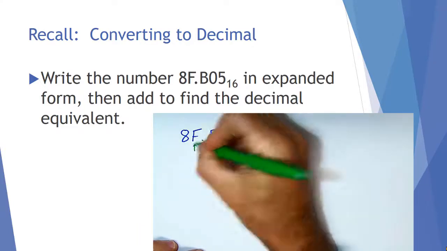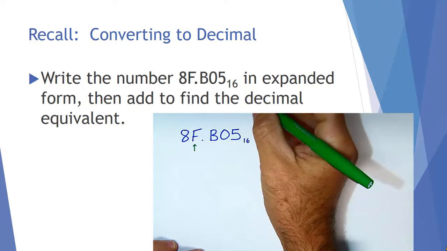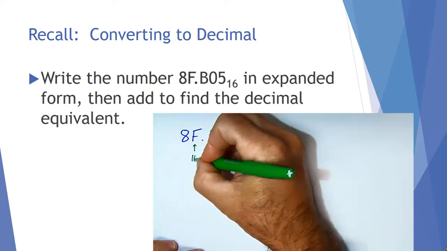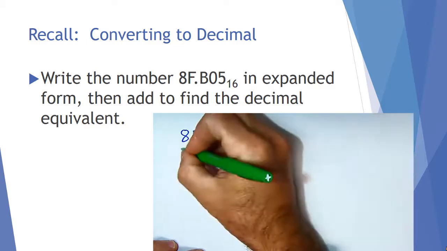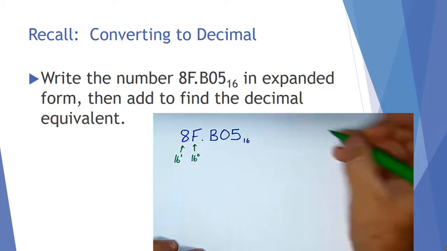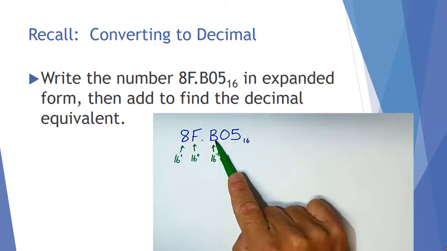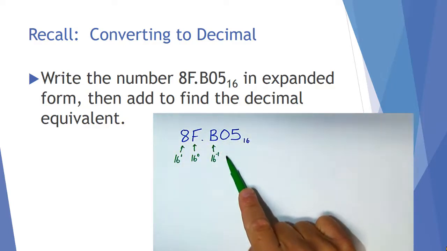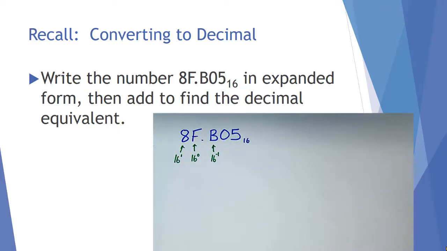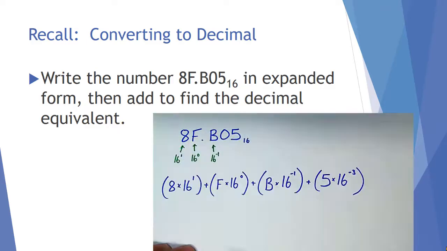It's important to recognize what each placeholder represents. So our f is in the ones place. That's our 16 to the zeros place. And the next spot over would be the 16 to the first, or the 16s place. This is 16 to the negative 1 place. We'd have 0, 16 to the negative 2's, and 5, 16 to the negative 3's, and so on. So let's go ahead and expand that.